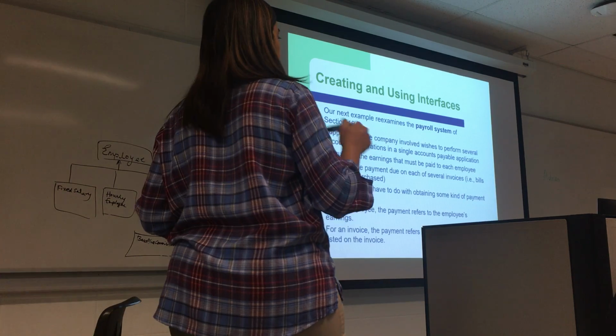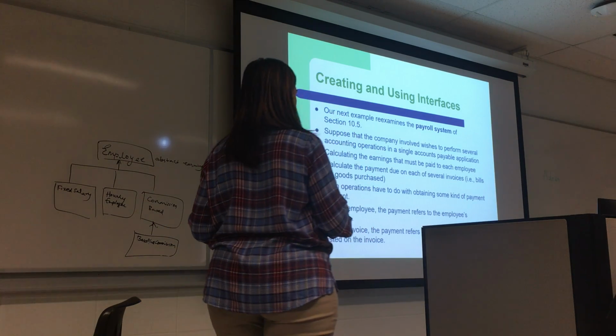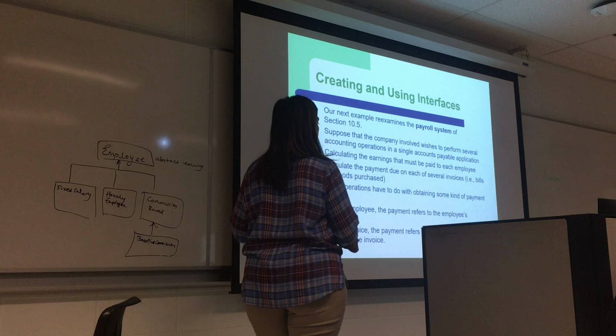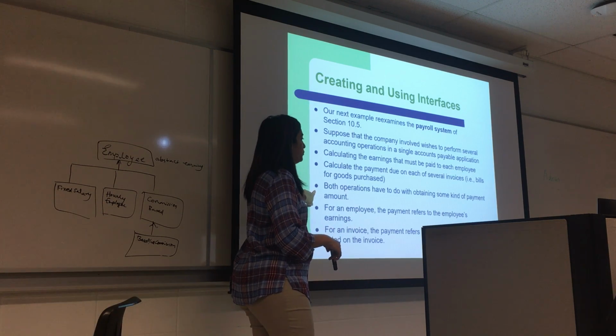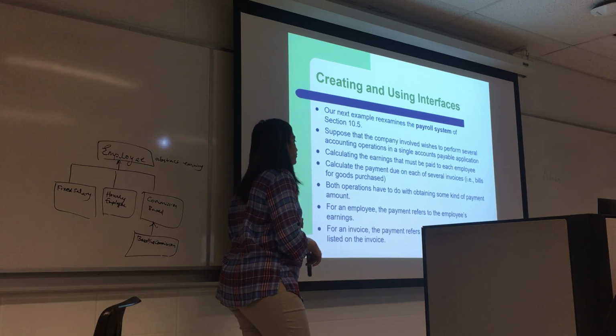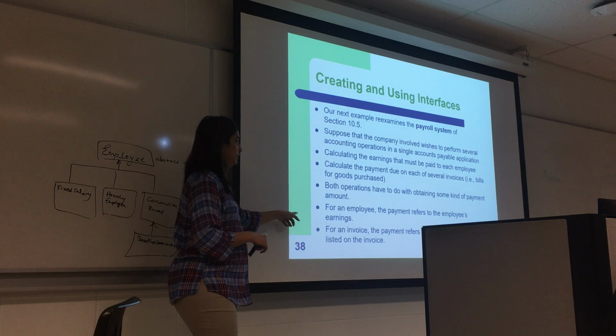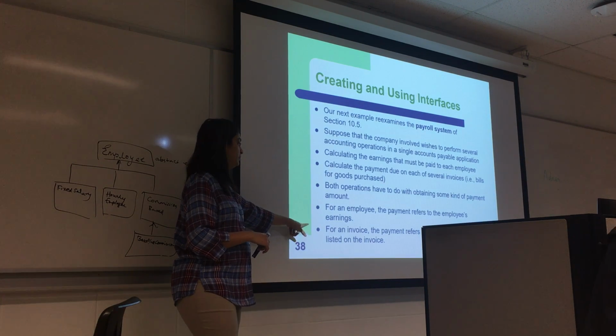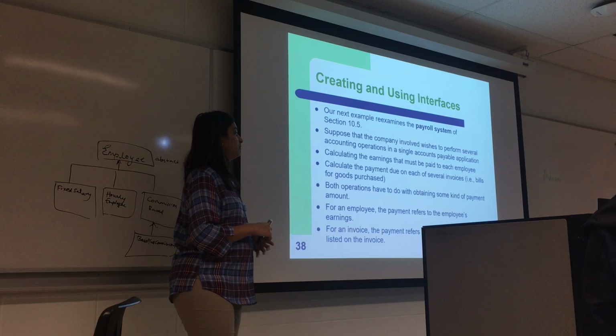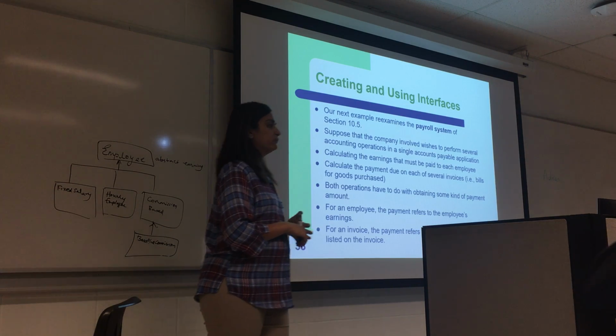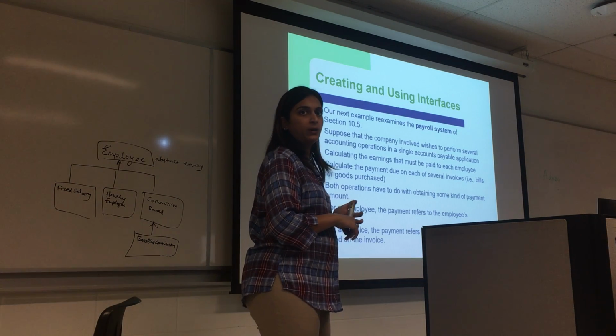Okay, now one more thing needs to be added, which is payment, and both the operations have to do with obtaining some kind of payment amount. For an employee, this is the employee's earnings, and for an invoice, this is nothing but the total cost of goods that is given on the invoice.